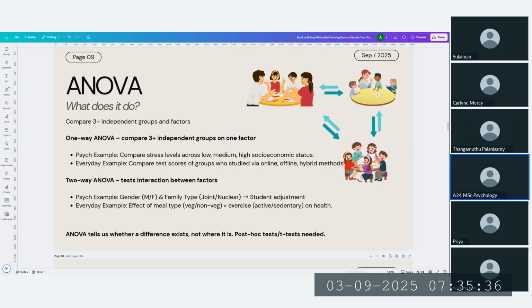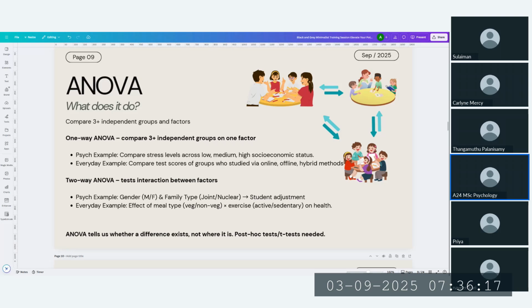From psychology, an example is you compare stress levels across students of low, medium, and high socioeconomic status. Now, the causes of stress for each individual of a different status may be different, but what you are comparing is stress levels or anxiety scores. They may be anxious for different reasons, but you can use ANOVA to compare the stress levels across three. You compare one factor across three groups.